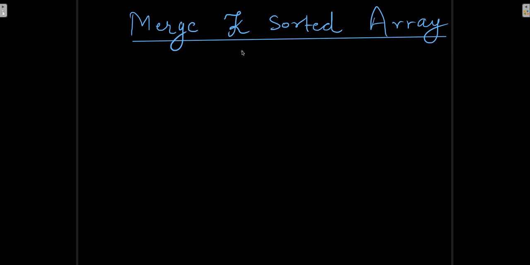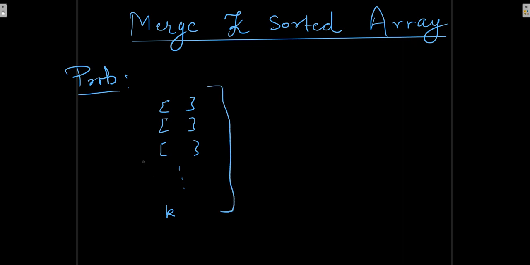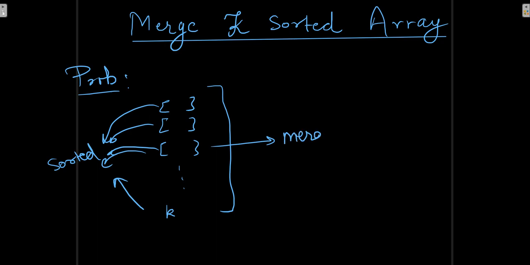Hello everyone. In this video we will try to understand a very interesting problem which is merge k sorted arrays. So let's understand the problem statement. The problem says that you have been given k arrays, which are sorted. All the k arrays are sorted, and you need to perform a merge operation on them. After that you make a single array which is sorted.